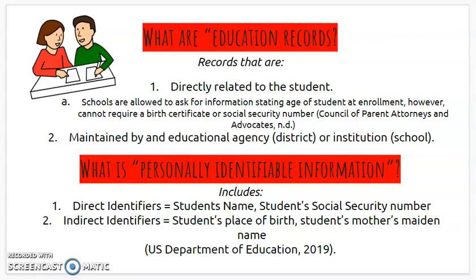And then what is personally identifiable information? This includes direct identifiers of the students and indirect identifiers that can be constituted as personally identifiable information. So direct identifiers are such things like the student's name, address, student social security number, any way that you can directly find that student. Indirect identifiers would be student's place of birth. Some schools have birth certificates on file, although you may not require this of students, but that can be an indirect identifier. Also, students' mother's maiden name would be another indirect identifier.